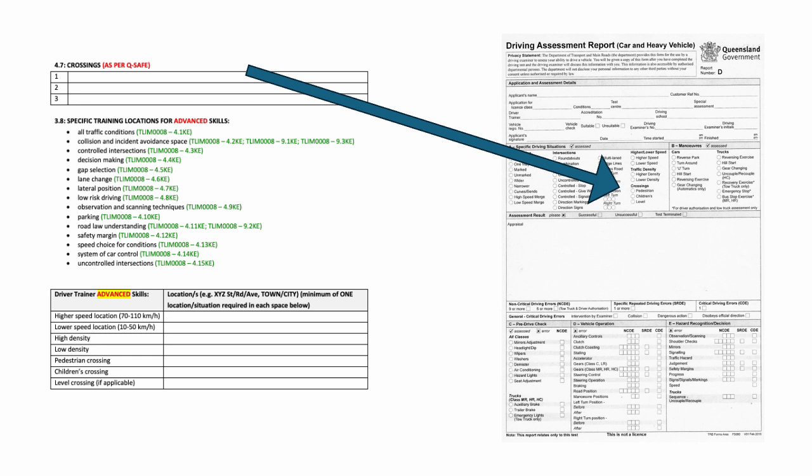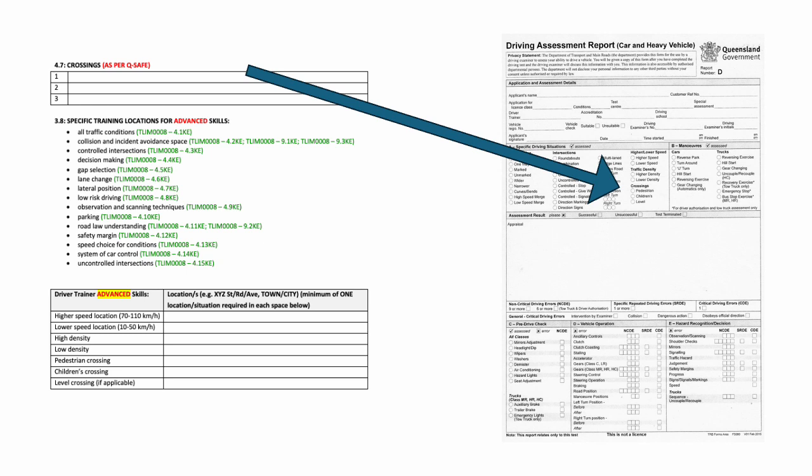Okay, 4.7, crossings as per QSafe. If you just follow the arrow across there, you'll see 3 different types of crossings: pedestrian crossing, children's crossing, and level crossing, which is a railway crossing. So if we can, we try and get each of those situations. Some areas don't have, for example, level crossings, so be it.